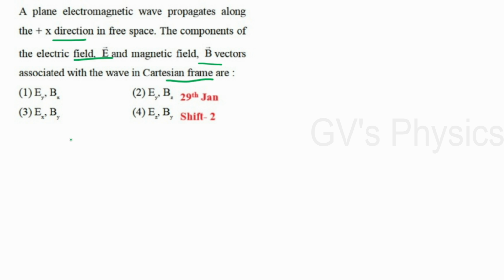We always know that in an electromagnetic wave, the electric field and magnetic field, all three will be mutually perpendicular to each other. That is, the wave will be perpendicular to the electric field and magnetic field. Here the wave is propagating along the x-axis, so the electric field will be along the y-axis and the magnetic field will be along the z-axis. So you can write it as Ey, Bz. We'll check the options. Option 2 is the right answer.